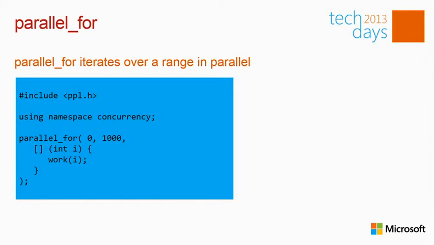So here, we're saying include ppl.h. This is actually where all of the PPL code is. I'm lazy, so I'll use the namespace concurrency. Otherwise, I'd have to write concurrency::parallel_for. parallel_for is the name of the function, and it takes 3 parameters. The index from 0, less than 1,000, do this work. Do work of i. So this is the equivalent of for i equals 0, i less than 1,000, i plus plus, do that body. Okay, it's exactly the same.